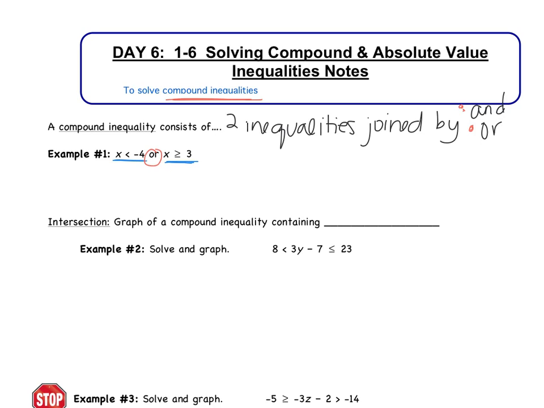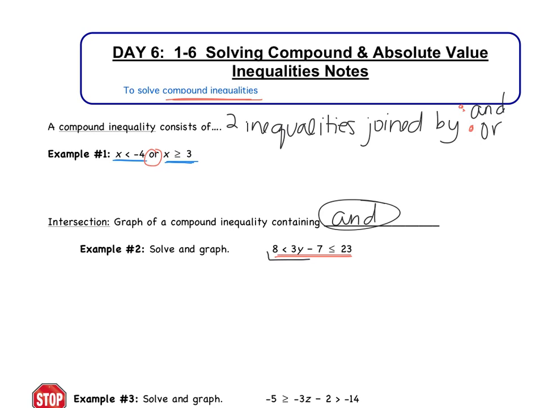So intersection is the graph of a compound inequality containing the word and. An intersection is always an and. Now, looking at example number 2, this is an intersection. You know that it's an and because you have two inequalities that are joined together. In example number 1, we actually had the word or. When you put two inequalities into one, that's going to be an and.